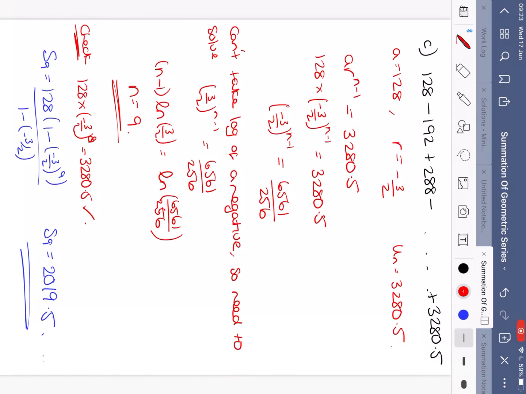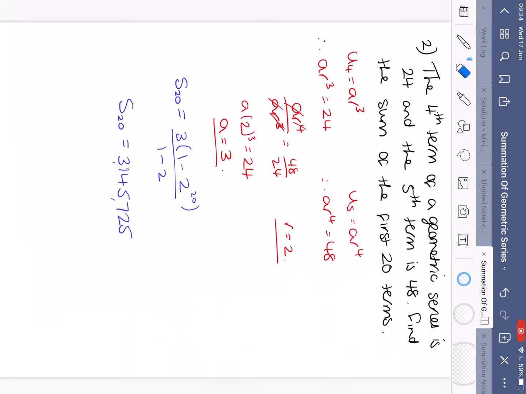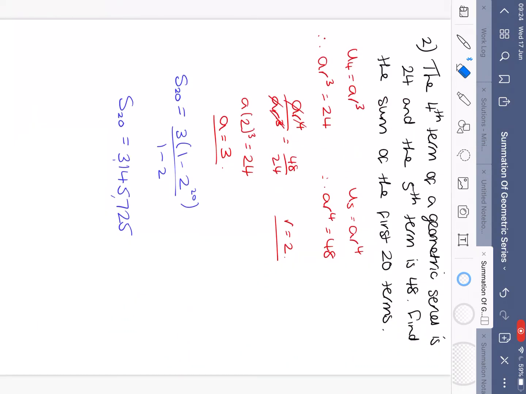The final one of these, again, you've got your finding out what your number of terms are. Remember, it's this negative thing. It's not that you can't take that. So remember, we sort of like multiply through by a negative so that we can work out that n is 9. And hopefully then you got the sum of the 9 terms was 2019.5.